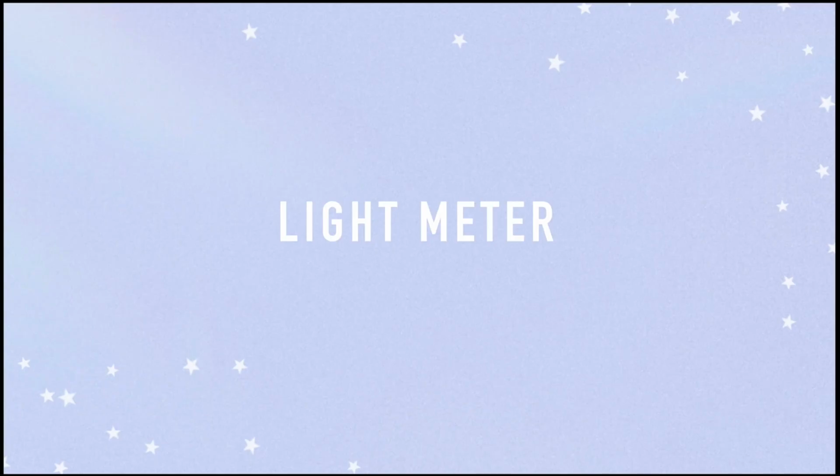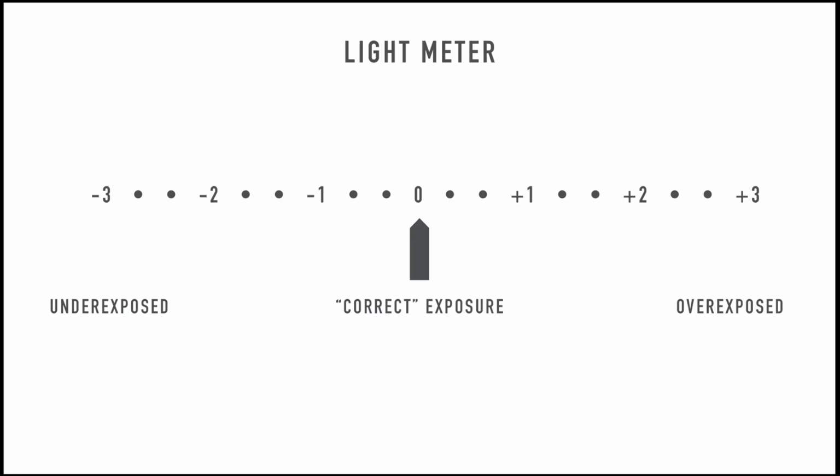How does this all come together, these three things? So every camera has a light meter, even old cameras, and your light meter will show you what the correct exposure is based on what you're pointing your camera at. So if you're pointing it in direct sunlight, it's going to read that differently than if you're indoors in a dark room. And when your light meter is at 0, that's considered the correct exposure.